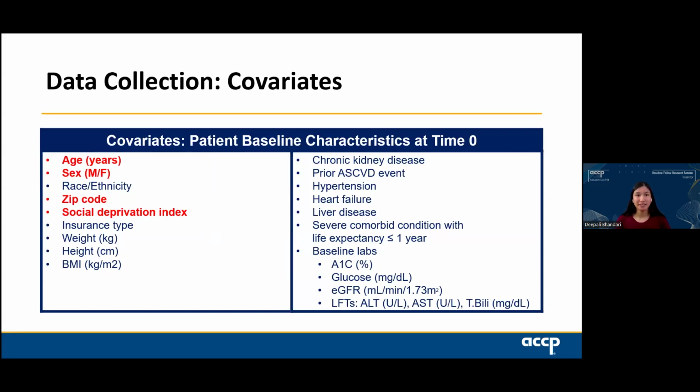When it comes to data collection, the covariates we have for now are from the patient baseline characteristics: the age in years, the sex identified as male or female, and the zip code or postal code, which allows us to calculate the social deprivation index.